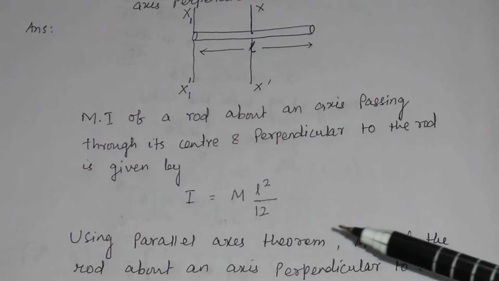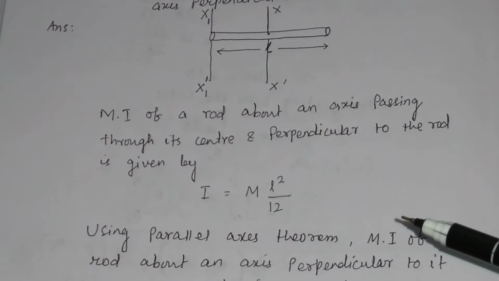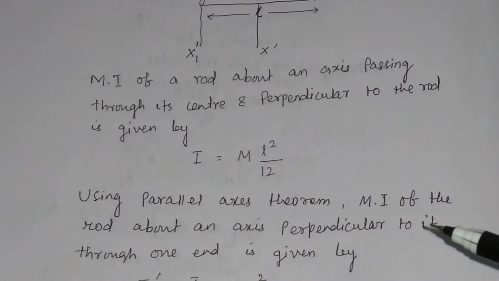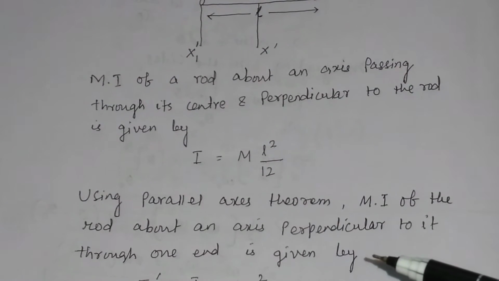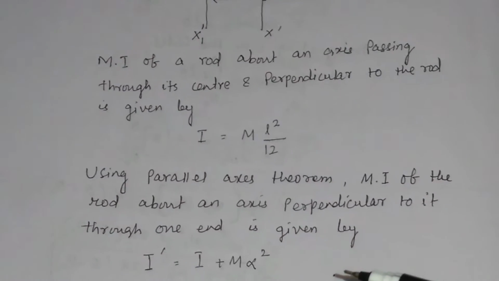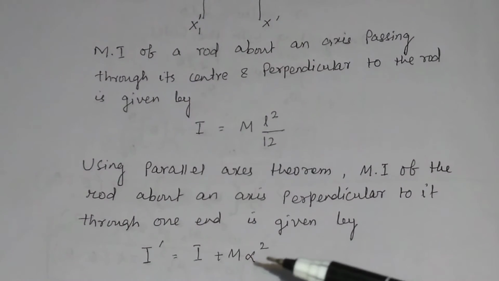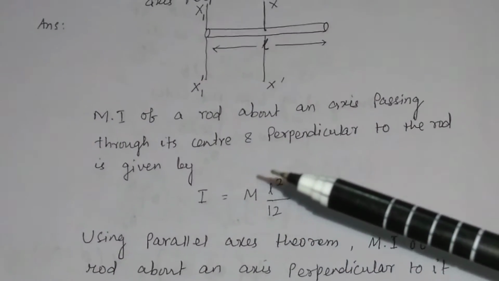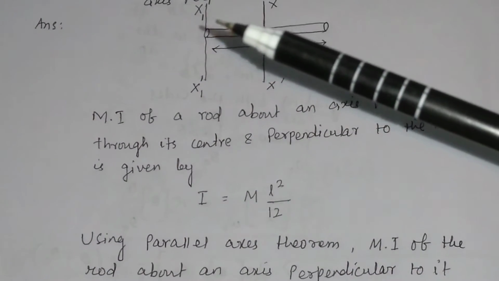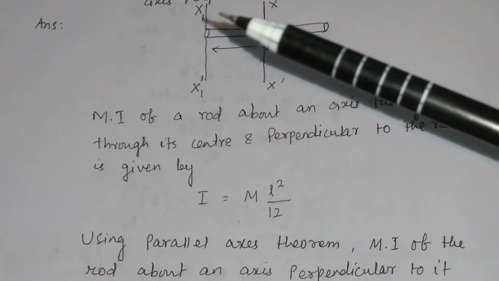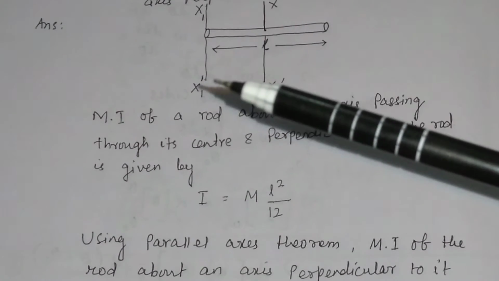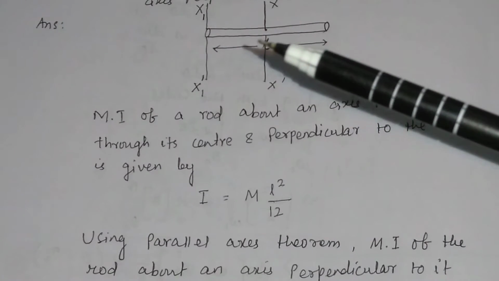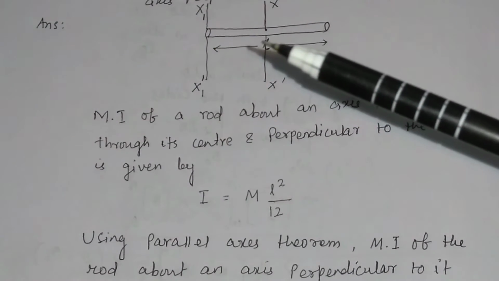And using parallel axis theorem, the moment of inertia of the rod about an axis perpendicular to it through one end is given by I prime. Suppose I prime equal to I plus m into alpha square. We know alpha is the distance between these two parallel axes, that is x1 prime and x prime. This distance we have taken as alpha, and here this distance is equal to L by 2.